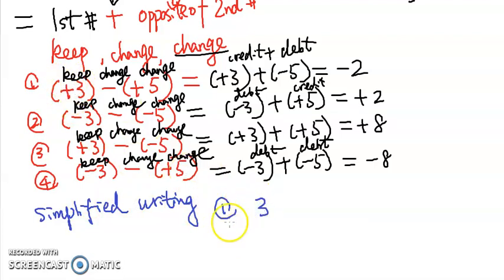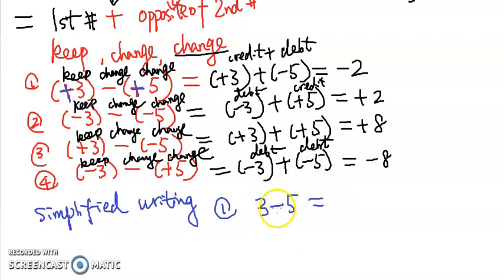It doesn't change the number. So this can be changed to 3. The minus sign can never be omitted. We keep the minus. And that plus sign can be omitted. So these two signs can be omitted. We end up with 3 minus 5. And so if you are given this question, how are we going to do it?